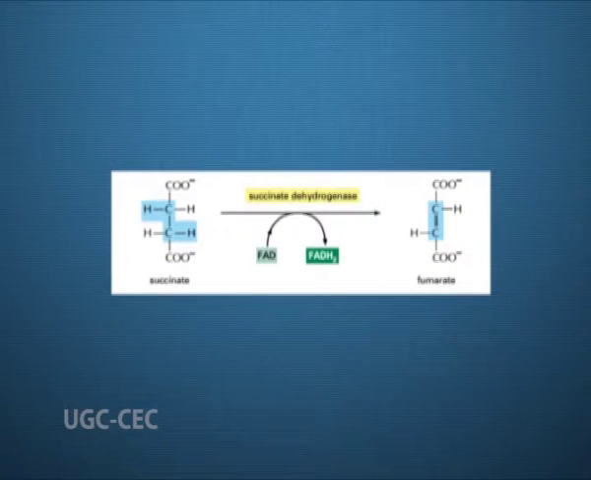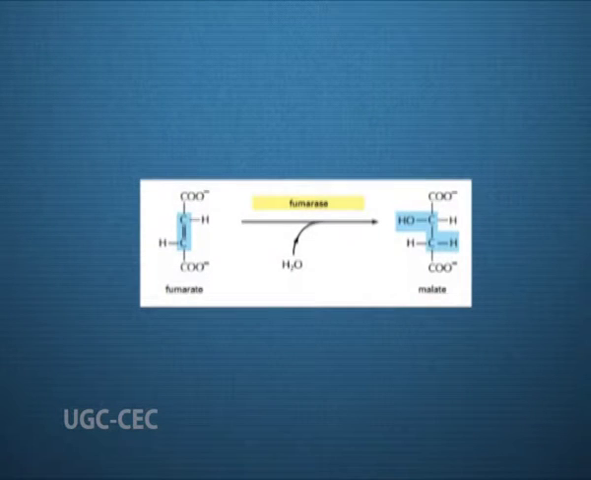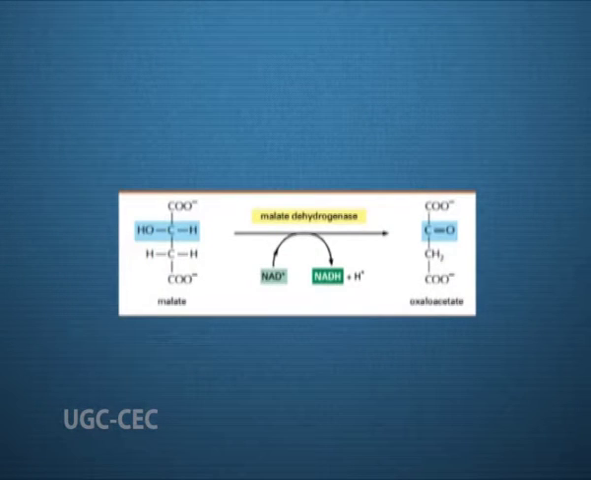The first dehydrogenation reaction, forming fumarate, is catalyzed by succinate dehydrogenase, which is bound to the inner surface of the inner mitochondrial membrane. The enzyme contains FAD and an iron-sulfur protein, and directly reduces ubiquinone in the respiratory chain. Fumarase, also known as fumarate hydratase, catalyzes the addition of water across the double bond of fumarate, yielding malate. Malate is converted to oxaloacetate by malate dehydrogenase, a reaction requiring NAD+.